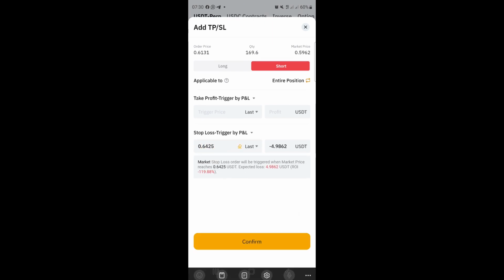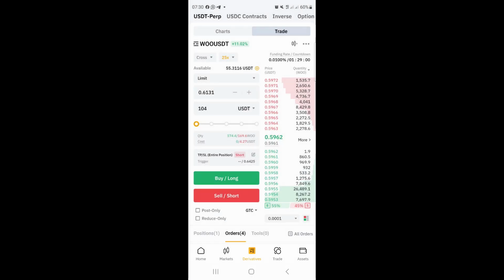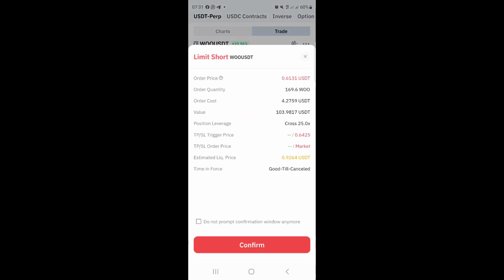0.6425. This was our stop loss. Confirm. So this is a short order, you understand, meaning the stop loss is higher than the entry. So what you need to confirm is that the estimated liquidation price is also higher than the stop loss. As you said, the liquidation price is 0.9264, stop loss is 0.6425.